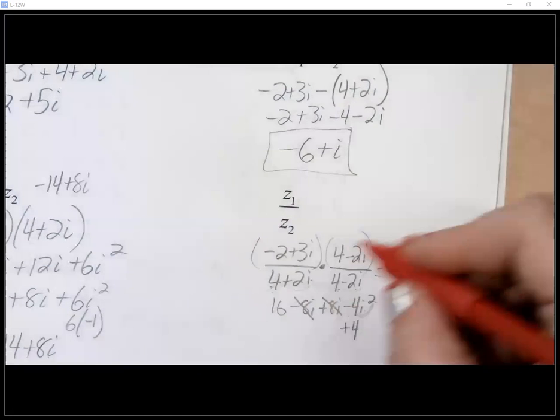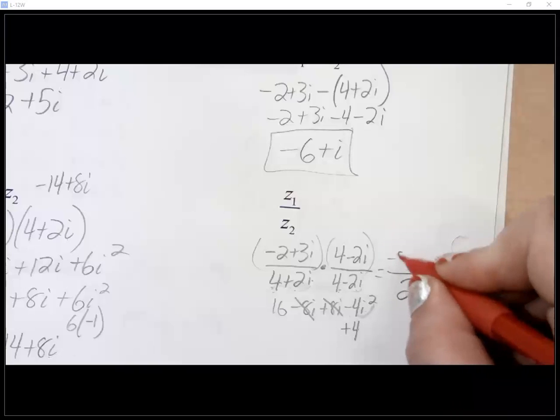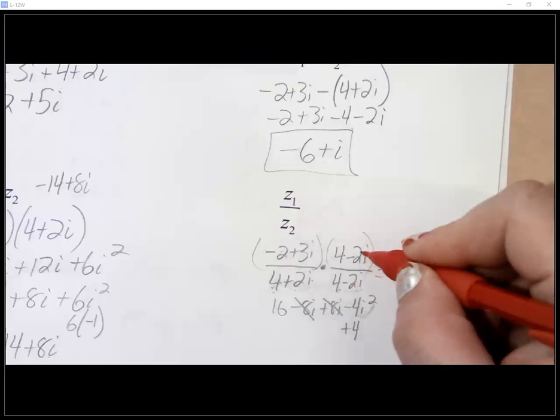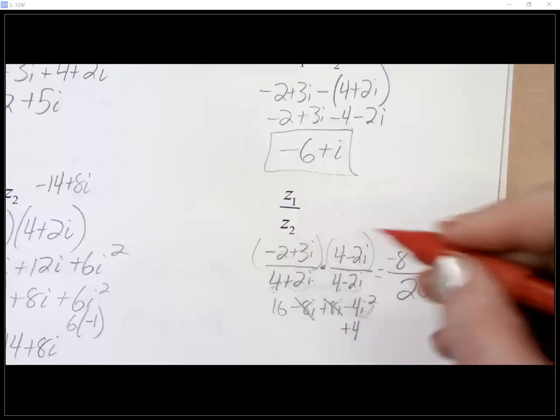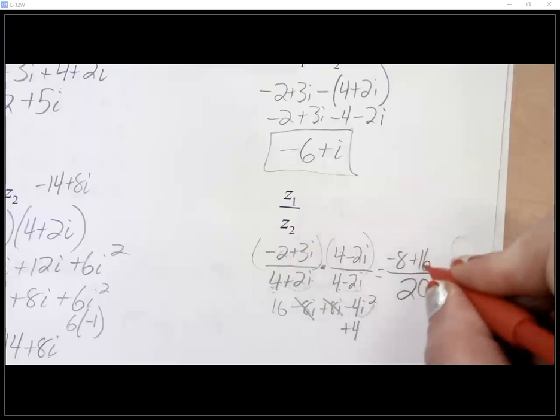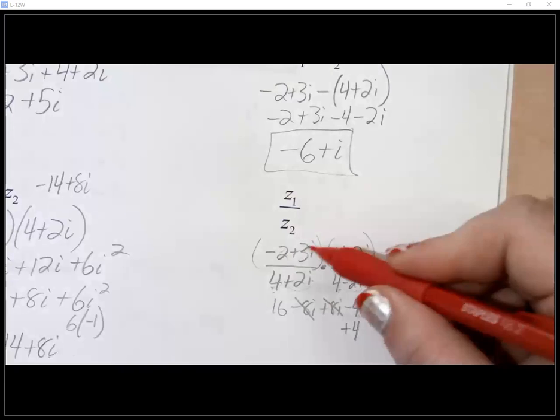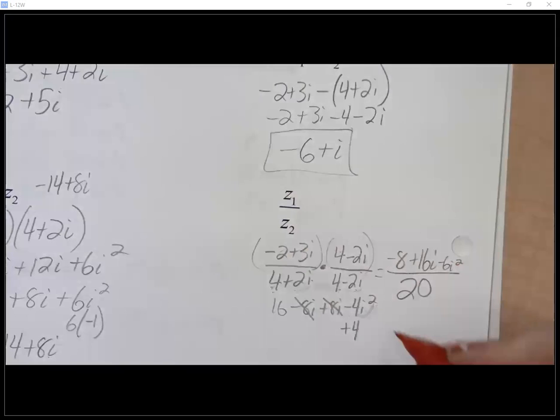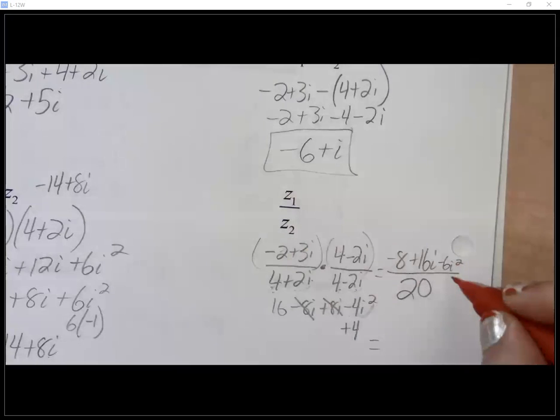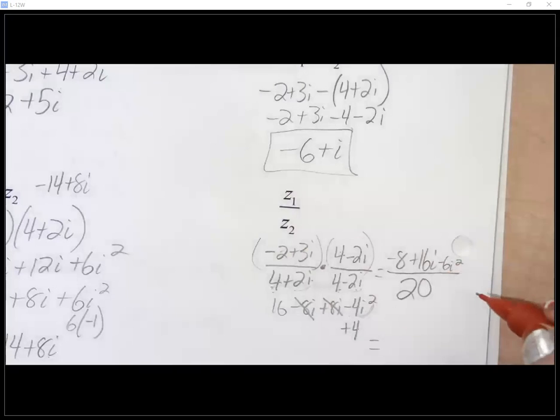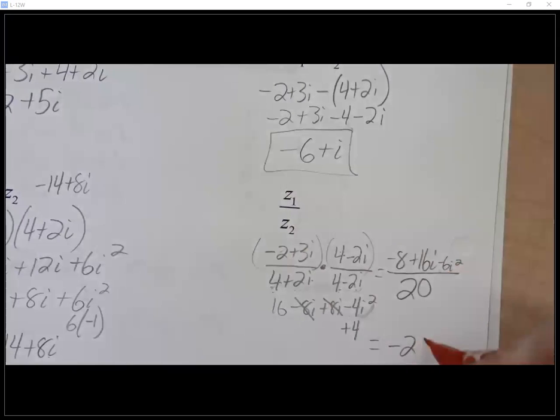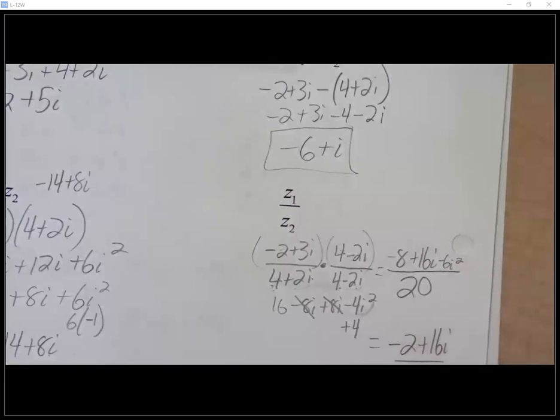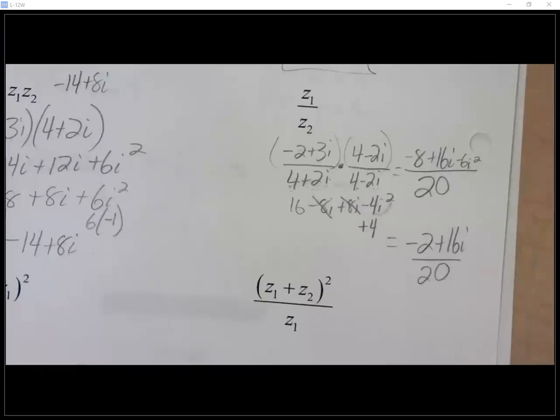So let's see, a -8. And have a +4 and a +12. So a +16. And then a -6i squared, which is really... let me ask you this question. Is this a fully simplified answer?